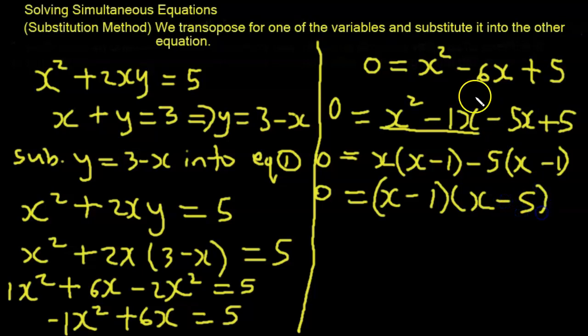And also to solve this quadratic equation, you could have used the quadratic formula if you wish. A is 1, b is minus 6, c is 5. Or you could use the completing the square method.